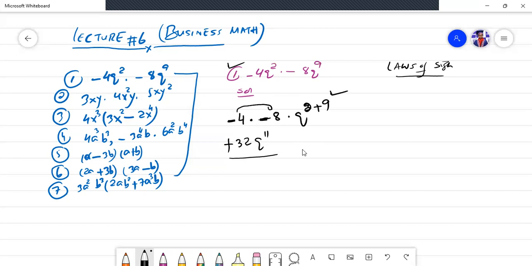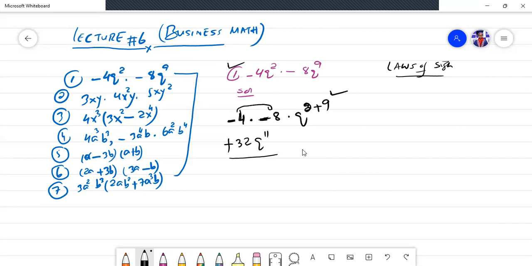We add the powers and we took the q as a common base. Why? Because q was present in both terms. It is resolved. Then we observed that in both the terms we have been given the same sign, that is minus sign.